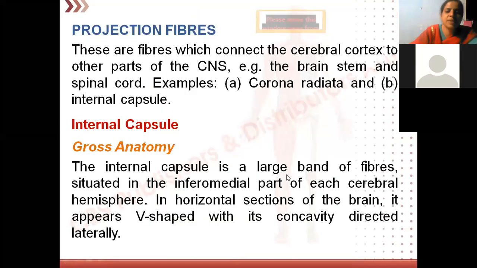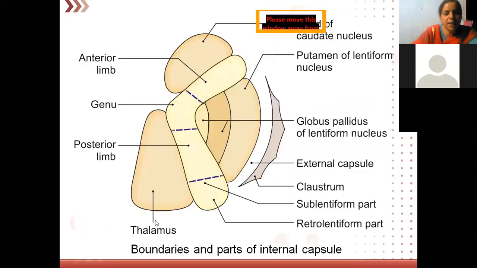The internal capsule is a large band of fibers situated in the inferomedial part of each cerebral hemisphere. In a horizontal section of the brain, it appears V-shaped with the concavity directed laterally. Now see here, this is one half of the cerebral hemisphere, of the left side. This V-shaped area is nothing but the internal capsule. On each side of the internal capsule, superomedially, we have the head of the caudate nucleus. Inferomedially, we have the thalamus. Laterally we have globus pallidus, then putamen, and then claustrum.